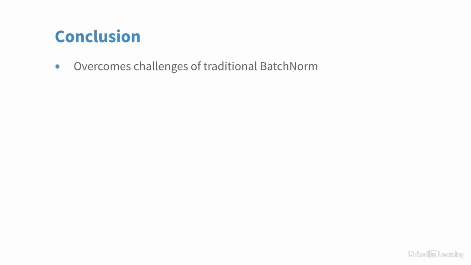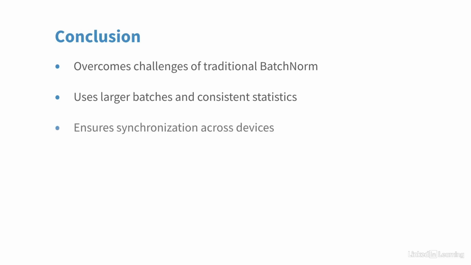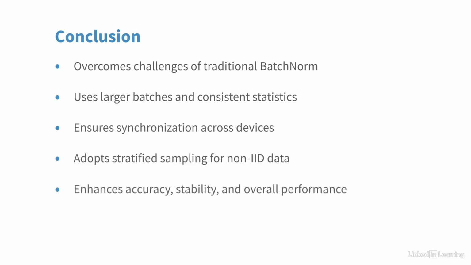Precise batch norm addresses the challenges associated with traditional batch norm by combining larger batch sizes, consistent statistics across training and inference, synchronization across devices, and stratified sampling. These strategies help improve the estimated statistics accuracy, leading to more stable training and improved model performance.